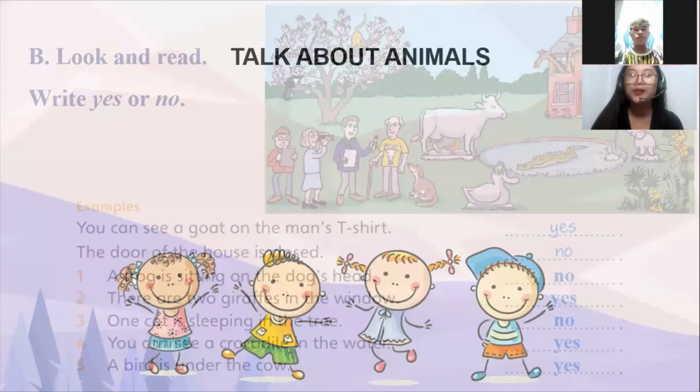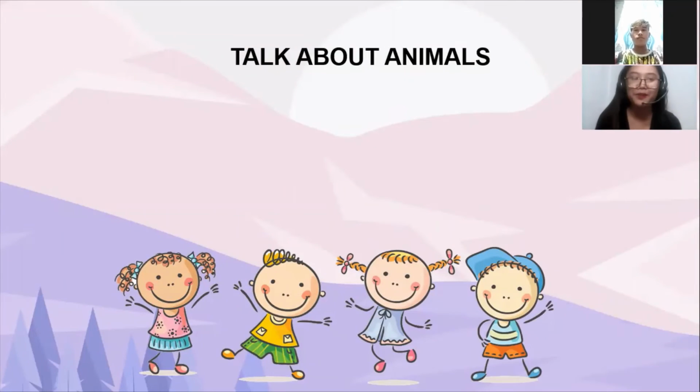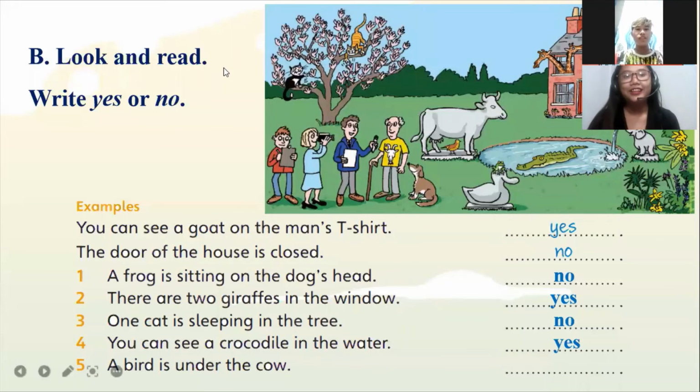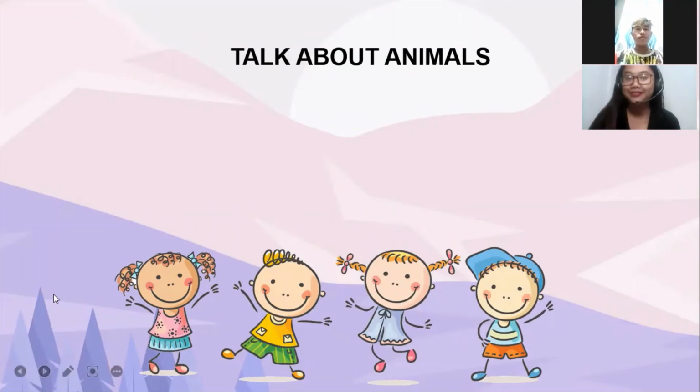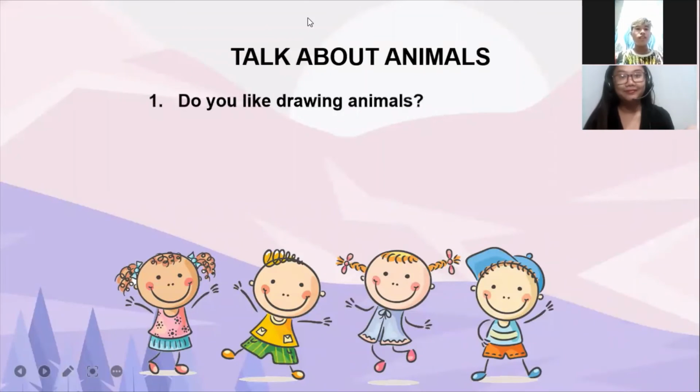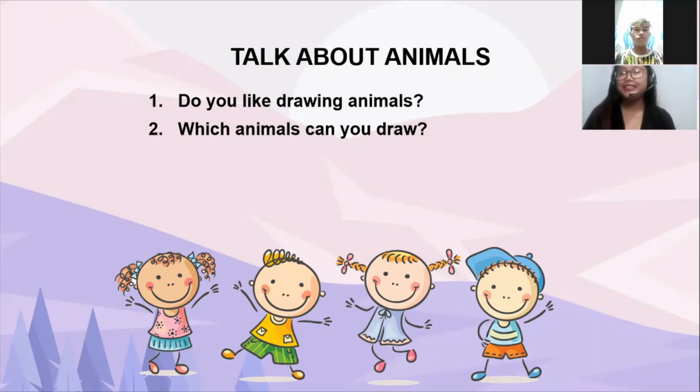All right, so let's talk about animals. Are you ready? Yes, teacher. Okay, please listen. Do you like animals, Russell? Yes, teacher. Do you like drawing animals? Yes, teacher. Which animals can you draw? Lion, teacher. Lion. Why did you choose lion?